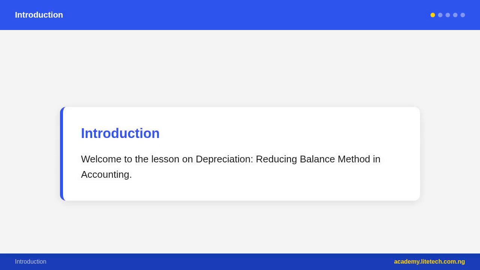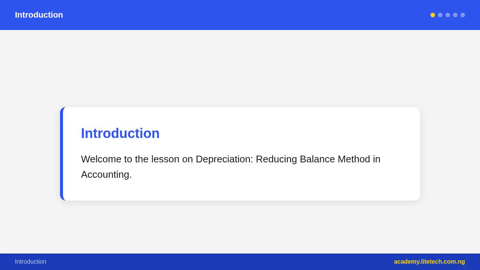Recap: what is depreciation? Depreciation is the reduction in the value of a fixed asset over time. Last lesson we studied the straight line method where the same fixed amount is charged each year. Today we study the reducing balance method, also called the diminishing balance method or written down value method.